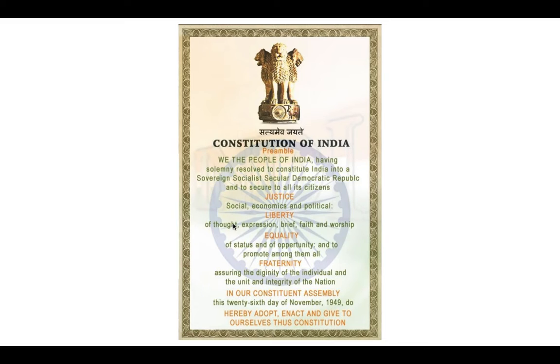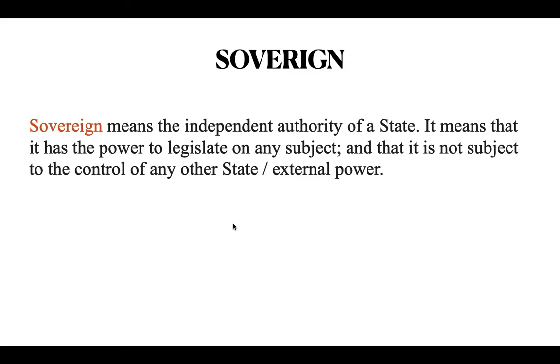Firstly, we have to understand the important terms used in the preamble. The first one is the sovereign. Sovereign or sovereignty means the independent authority of a state. This means a state has the power to govern or legislate on any subject and that it is not in control of any other power either internally or externally.